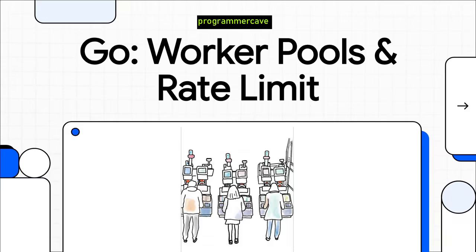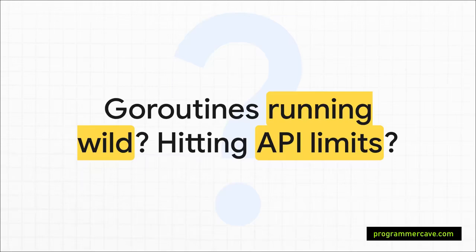Let's do this. So have you ever been there? You spin up a ton of Goroutines thinking, this is going to be so fast. And then you just watch in horror as your app's memory shoots through the roof and everything just stops. Or maybe you've seen that dreaded 429 Too Many Requests error pop up from an API you're hitting. Sound familiar? Yep, these are classic signs of concurrency running wild. And today, we're going to learn how to get it under control.